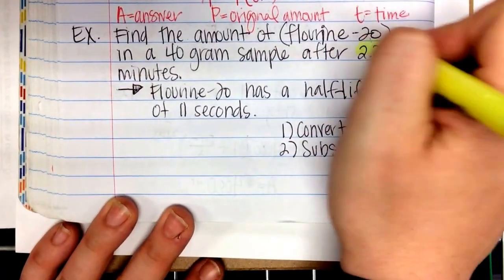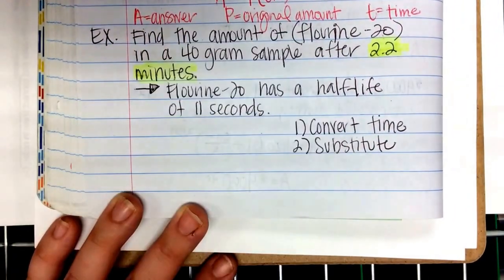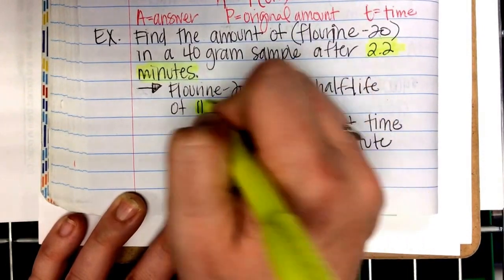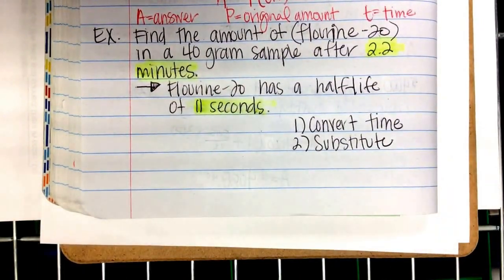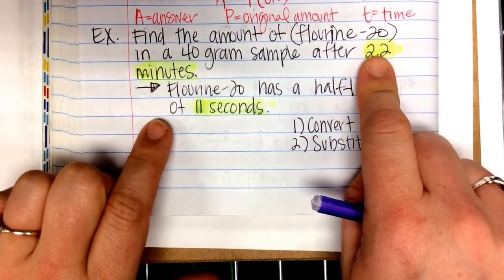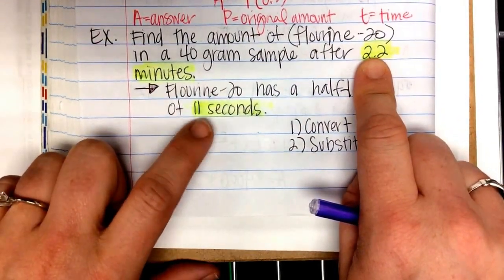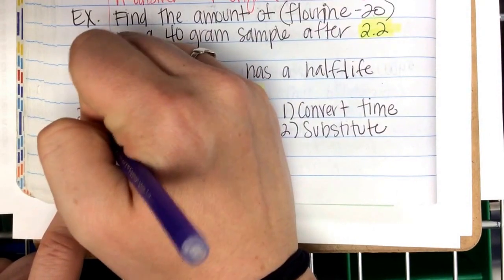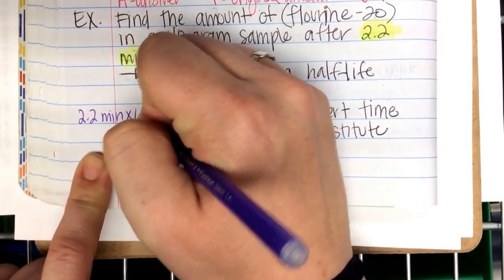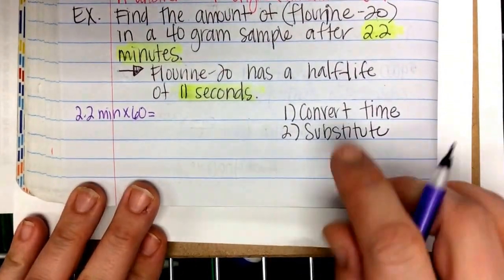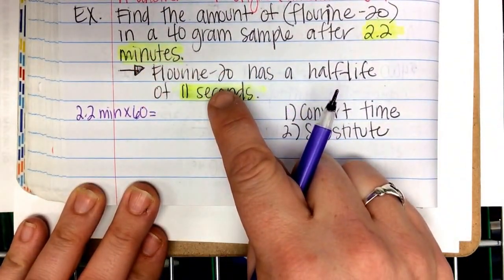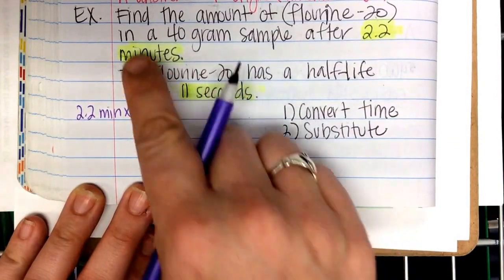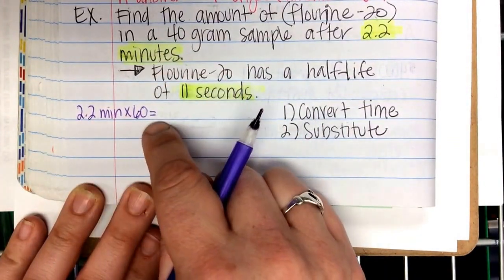So I know that 2.2 minutes, and what's my other amount of time? 11 seconds. I have to convert that time. So I have to know how many groups of 11 seconds fit into 2.2 minutes. So first I'm going to take 2.2 minutes and I'm going to multiply it by 60. Why? Because I'm taking minutes and I'm changing it to seconds. I have to convert my time. I want seconds, but they give me minutes. So I have to take 2.2 minutes and multiply by 60.